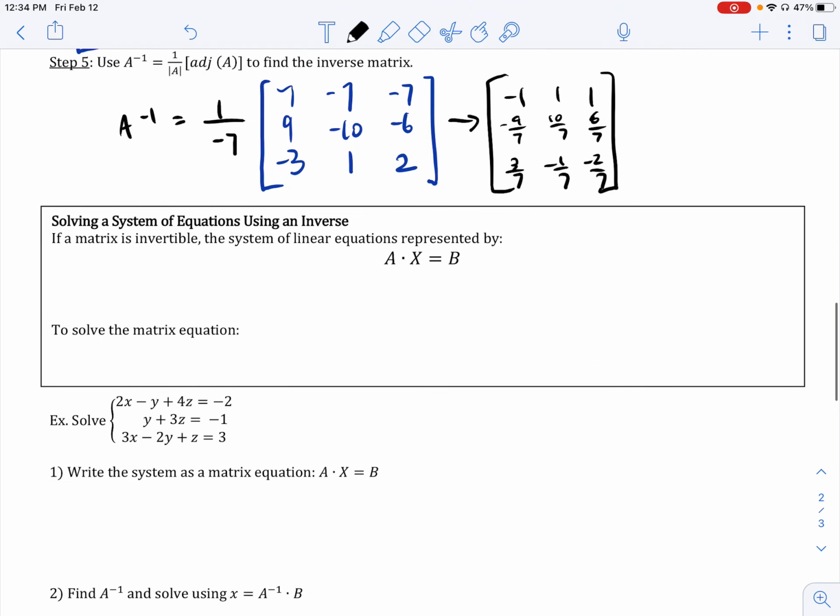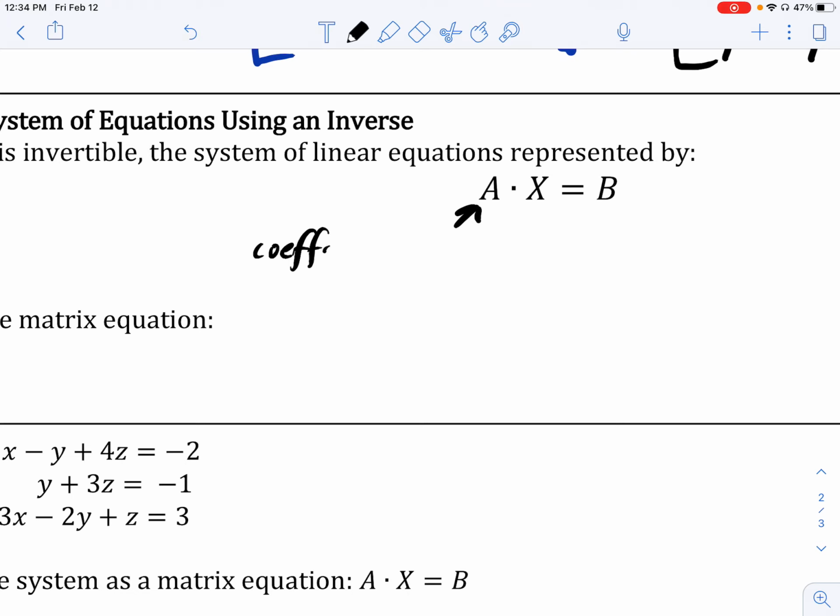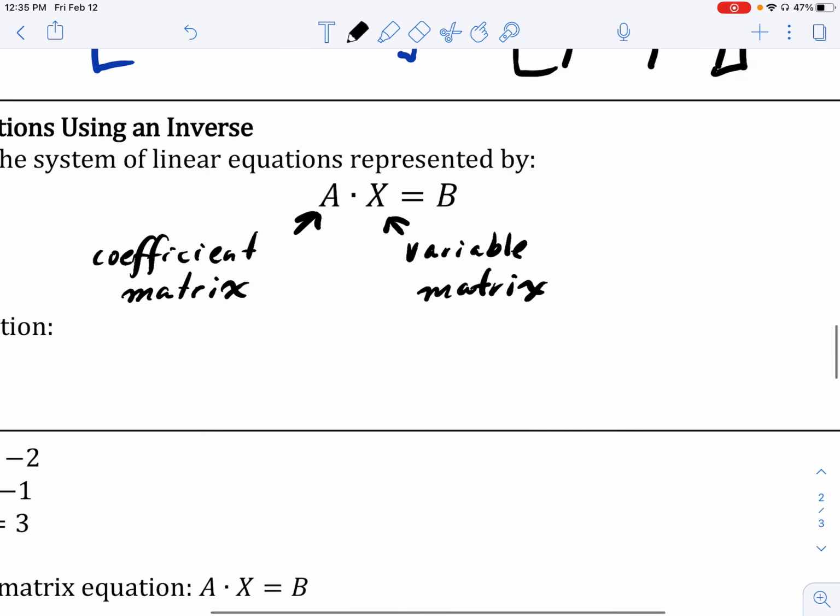So the final thing that I want to finish up with is, now that we know how to find the inverse of a matrix, what on earth do we use it for? Well, we use it to solve a system of equations using an inverse. This is just another way of solving a system. So if a matrix is invertible, then that system of linear equations is represented by this following, where A, let me write all this out. The A is going to represent our coefficient matrix. This X here is our variable matrix. And this B here is known as our constant matrix.